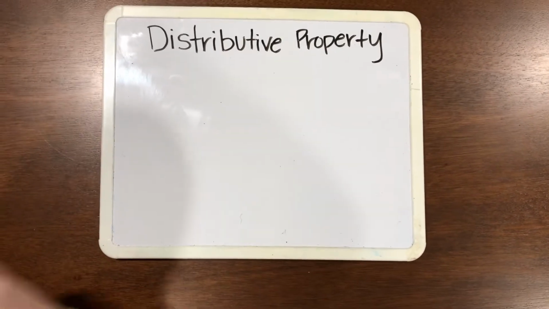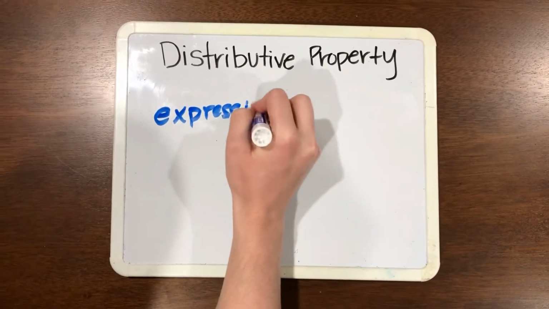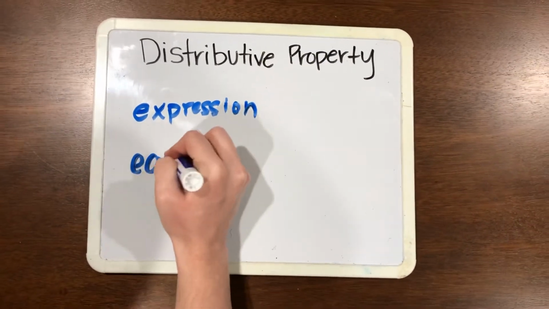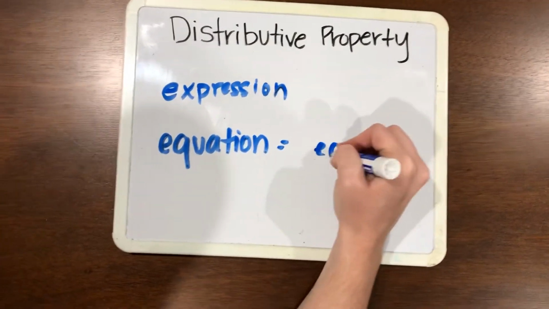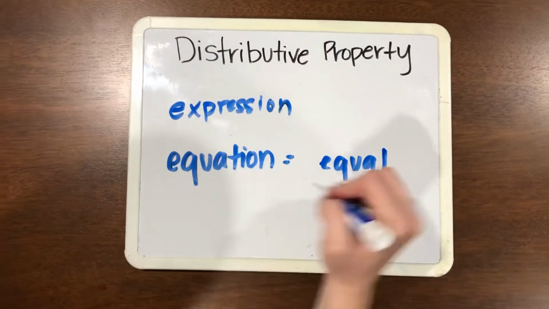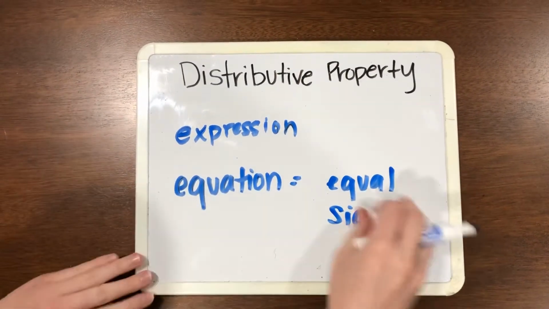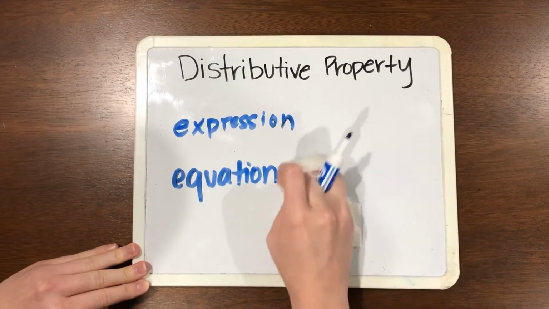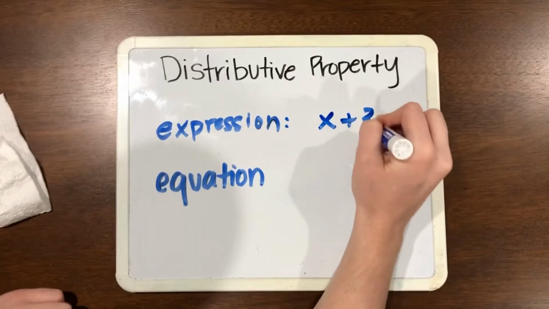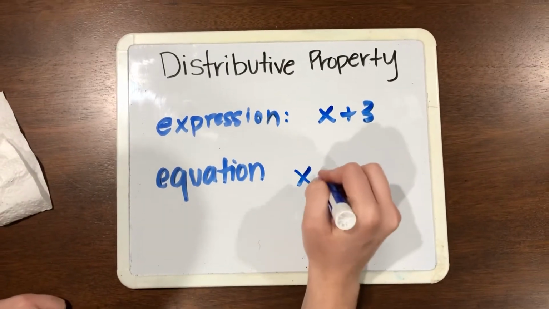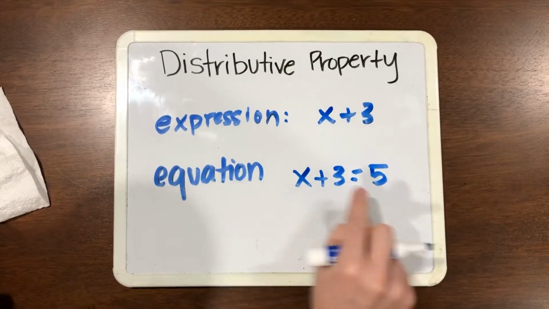And remember, the only difference between an expression and an equation is that an equation has an equal sign. It's the only difference. So it might look something like this. An expression would look like x plus 3, and an equation would look like x plus 3 equals 5. So the only thing that's changed is that there's an equal sign.